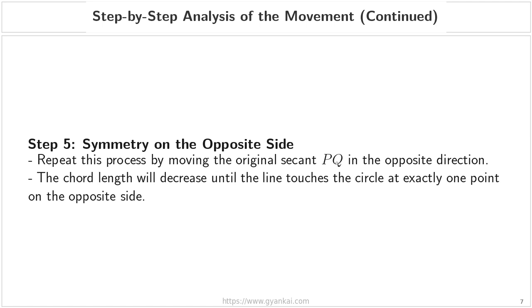As you shift the line this way, you will notice the same pattern occurring. The length of the chord, the segment between the two intersection points, will begin to decrease. Just as we saw before, this continues until the line eventually reaches a point where it touches the circle at exactly one single point, but this time, it happens on the opposite side of the circle. This brings us to our conclusion, where we will see that there are actually two such parallel tangents in total.